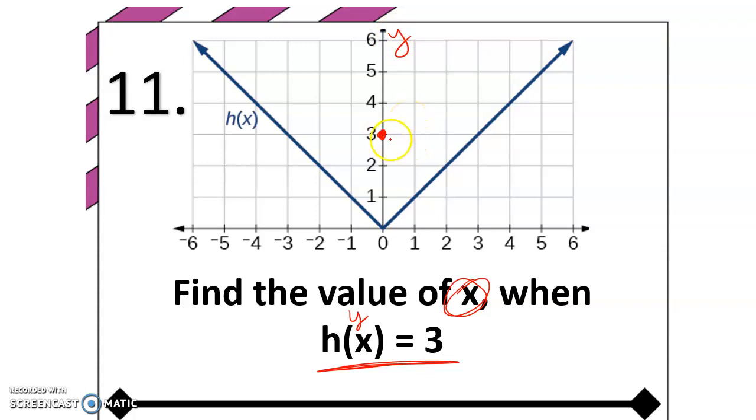Okay, so I need to look both ways. So when I look this direction, I hit a point here. When I look this direction, I hit a point here. So I need to know what those x's are. So that's -3 and +3. Okay, -3 and +3.